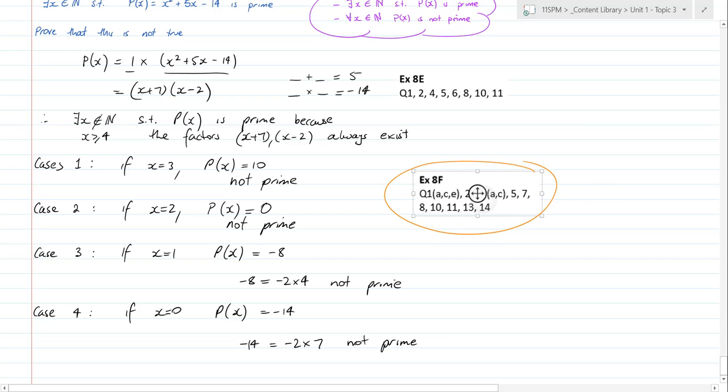That's 8E, ignore 8F. I'll delete that in a second. That's the proof by induction, which we'll do next week. Are there any questions on that?